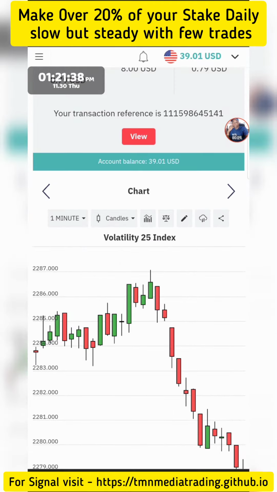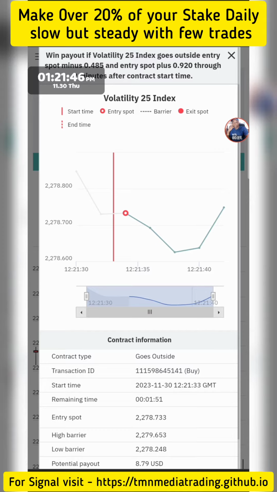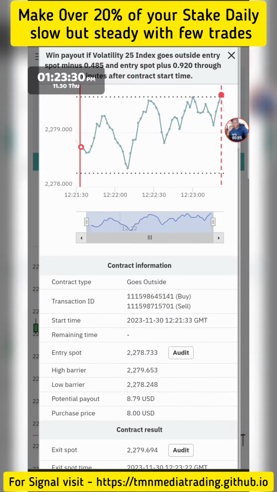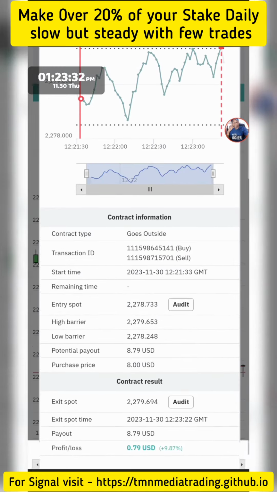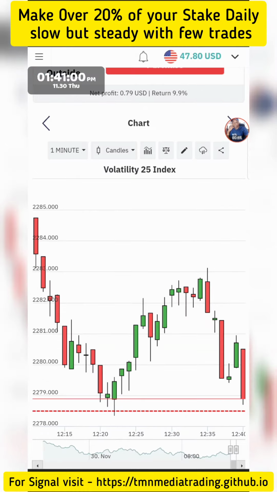Okay, that's my second trade. Let's go check it out. Okay, I'm gonna pause and be right back when it's done. Okay, I've won my second trade. It took more time, so I'll be back for another one.